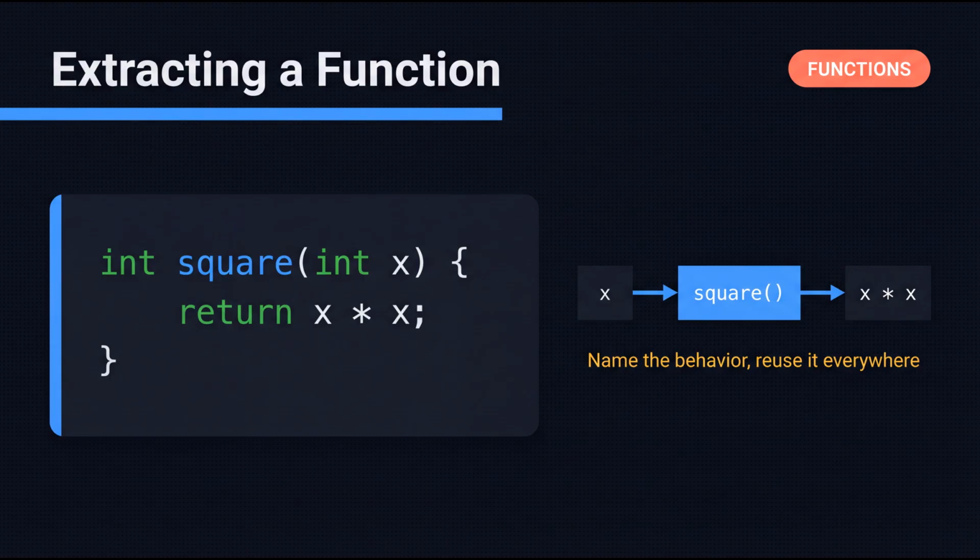The key insight? Functions let you name behavior. Instead of writing x times x everywhere, you write square of x. The name communicates intent. The function hides the implementation. This is the foundation of readable, maintainable code.